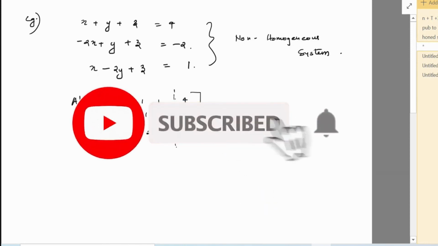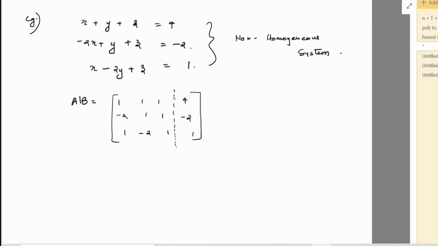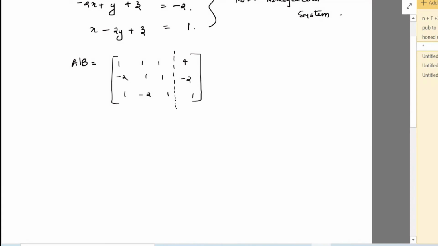The first column represents the variable x, second column represents the variable y, and the third column represents z. And the last column which represents the constant terms, that is the augmented matrix. Now you have to reduce this matrix into echelon form using elementary row operations. So we can apply R2 equal to R2 plus 2R1 and R3 equal to R3 minus R1.